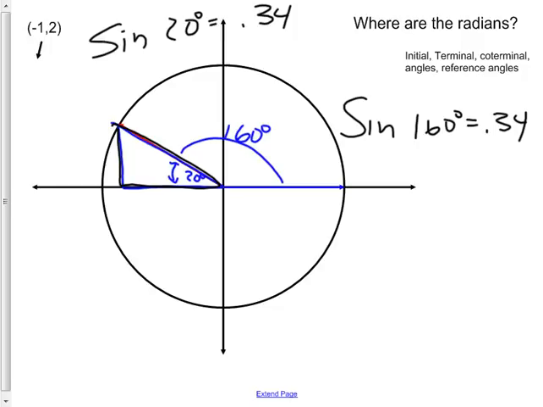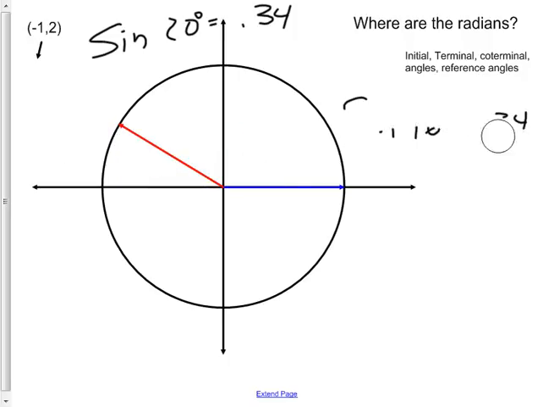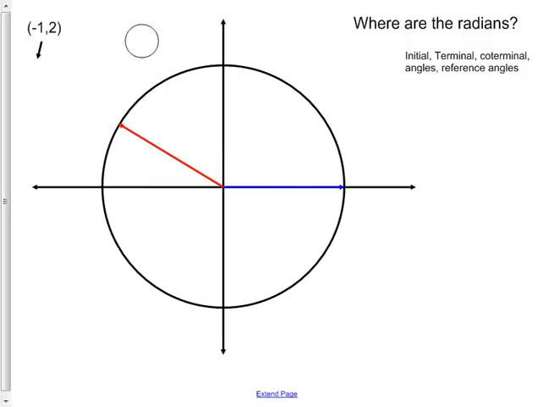Sine of, what's the other one that goes with that? 110. 0.93. Okay, so that's one way you can kind of cheat and do sine of any huge degree. In fact, we can even go crazy with this and say, what's the sine of something that's bigger than 180?